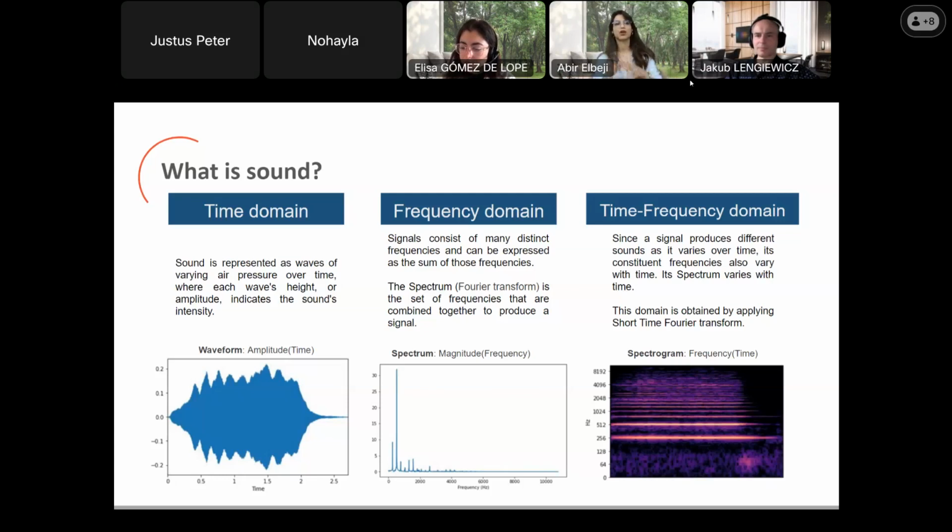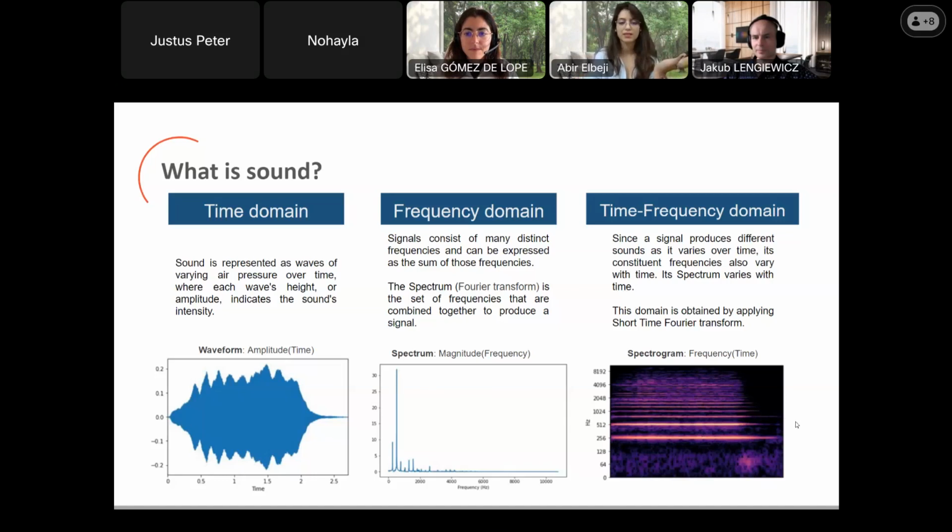But the sound itself is more complex than the time domain alone and the frequency domain alone. It's a composition of both, time and frequency, since the signal itself and the spectrum itself vary over time. So the frequencies vary over time. And here we are talking about the time-frequency domain, obtained by applying short-time Fourier transform from the time domain. And we can now have the spectrogram, which is a fingerprint, a visual representation of the frequency based on time on the x-axis. Here we can see horizontal lines that represent the harmonics, and the brightness of the color of these harmonics represents the intensity of the signal within that frequency.